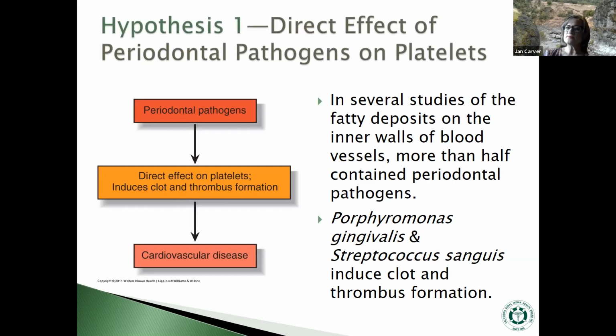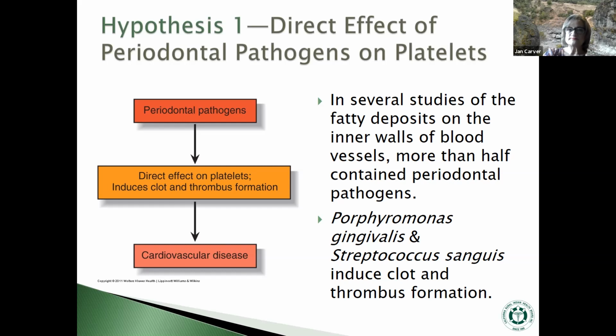So the next several slides basically are just going over the pathways or the hypotheses that they have of how there could be a connection between these two. So in this first one, there's the effect of the periodontal pathogens on the platelets. In this case, the pathogens can come in, whether they invade the walls of the blood vessels or are just present. They can induce clot and blood thrombus formation.